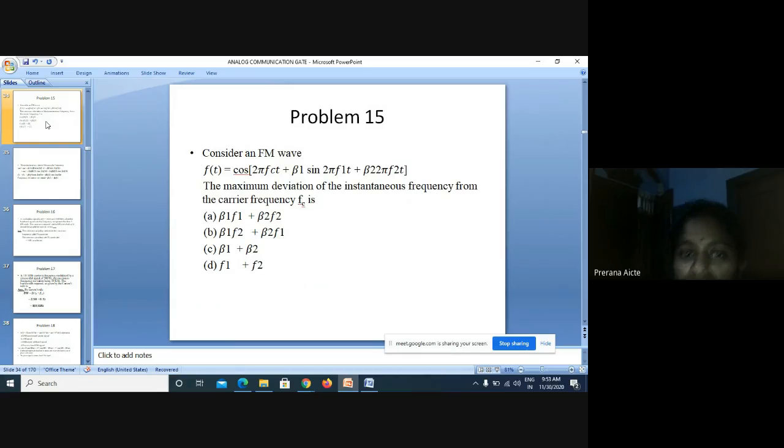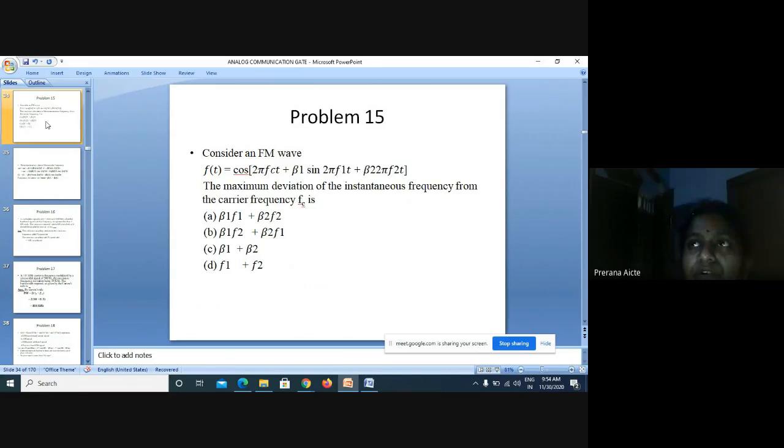The question asks for the maximum deviation of the instantaneous frequency from the carrier frequency fc. So what is the maximum frequency deviation? You all know what frequency deviation is. Frequency deviation is del f, which defines the amount of change of frequency: fc plus del f.